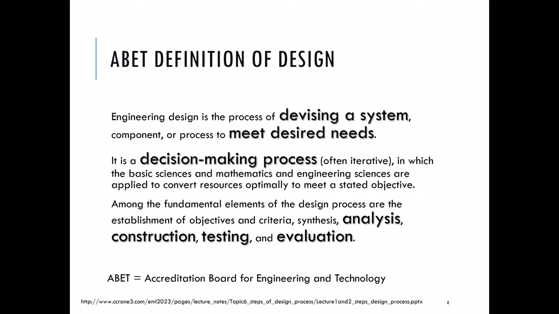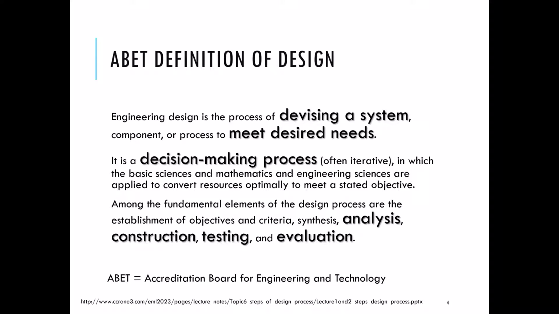There are a lot of ways in which the engineering design process can be defined. For example, the Accreditation Board for Engineering and Technology, ABET, defines it this way. Engineering design is the process of devising a system, component, or process to meet desired needs. It is a decision-making process, often iterative, in which the basic sciences and mathematics and engineering sciences are applied to convert resources optimally to meet a stated objective. Among the fundamental elements of the design process are the establishment of objectives and criteria, synthesis, analysis, construction, testing, and evaluation. All right. It's kind of a mouthful.